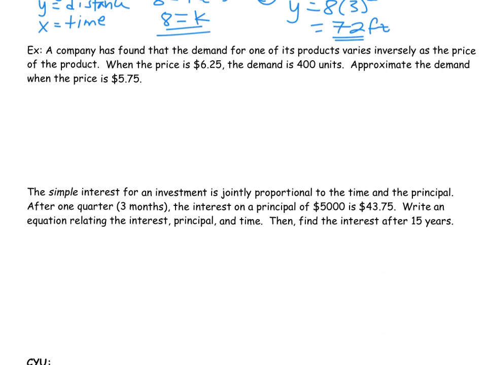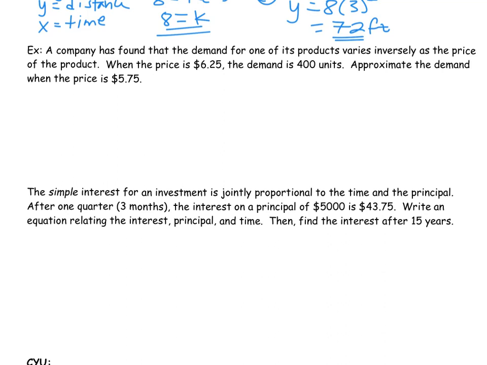So think about it. If you were going to go to a store and something was a certain price and it gets lower in price, you're more likely to buy it. So when the price changes, the demand will either go up or down depending on the direction of the price. So let's see how that works.